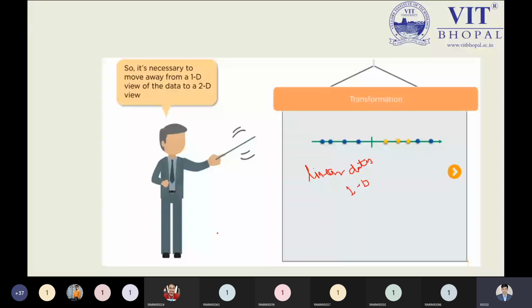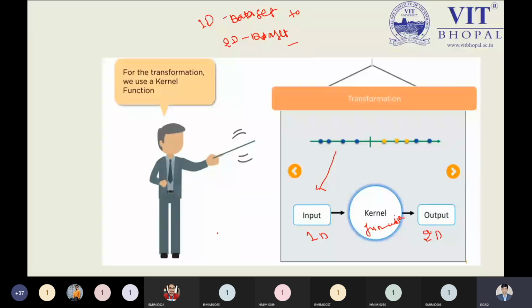Let us see. Here we have the linear data points, and those are recognized as one-dimensional data points. So it is necessary to transform one-dimensional data points into two-dimensional data points, so the hyperplane can be applied. At that time, a function is required, and that is known as the kernel function. The kernel function is basically used to transform your one-dimensional data set or data point into two-dimensional data points. That is the point we need to keep in mind.